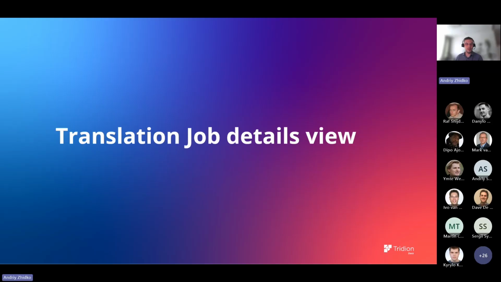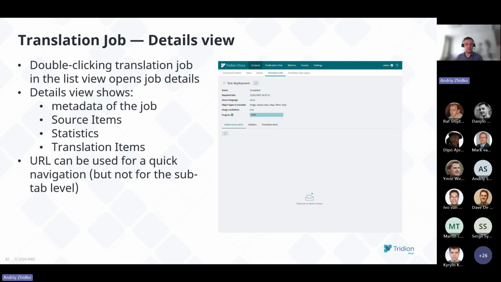Let's also talk about the translation job details view. Once you click on the translation job, you land on the translation job details view, and you'll see the data of the translation job. By default, we will show you the source items subtab and the list of source items if they are available. If they were added to the translation job, you'll see a statistics subtab and translation items. You'll see more during the presentation, and the URL to this view can be used as a quick navigation link.